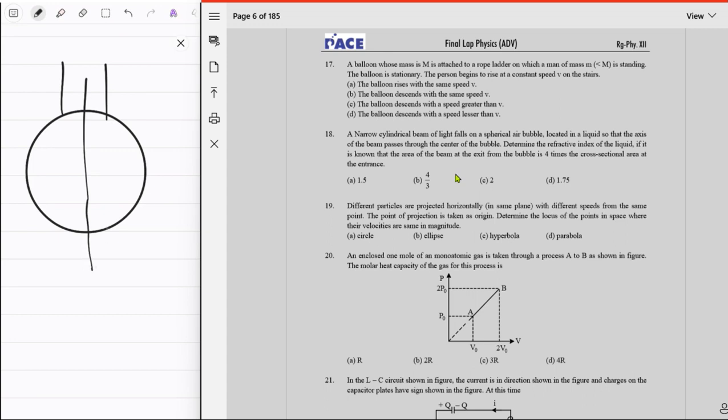So that the axis of the beam passes through the center of the bubble. Okay. And it's a narrow cylindrical beam. So मतलब कि ये paraxial rays है basically. Find the refractive index of the liquid if it is known that the area of the beam at the exit from the bubble is 4 times the cross sectional area at the entrance. So right. So actually क्या होने वाला है that, right? The area of the beam at the exit of the bubble is 4 times the cross sectional area at the entrance. So ये x में ऐसा हो रहा है, right?